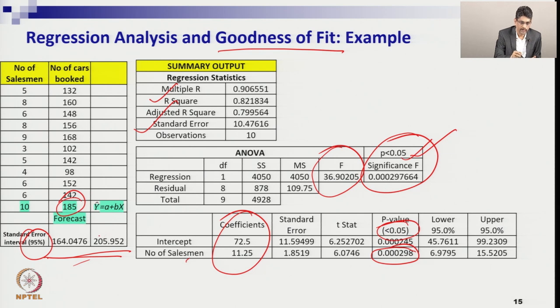Though you have to multiply not by 2, but actually by the t value. For a sample of 10, it might be 2 point something, around 2.45 or maybe less than that. You have to multiply by that and you will get the prediction interval. So this is the summary of today's class.